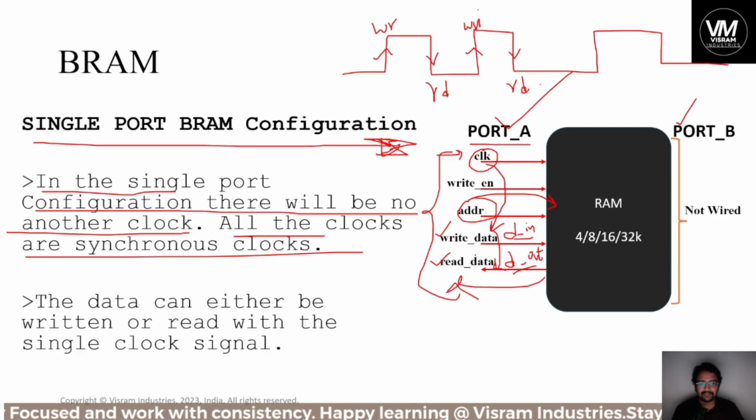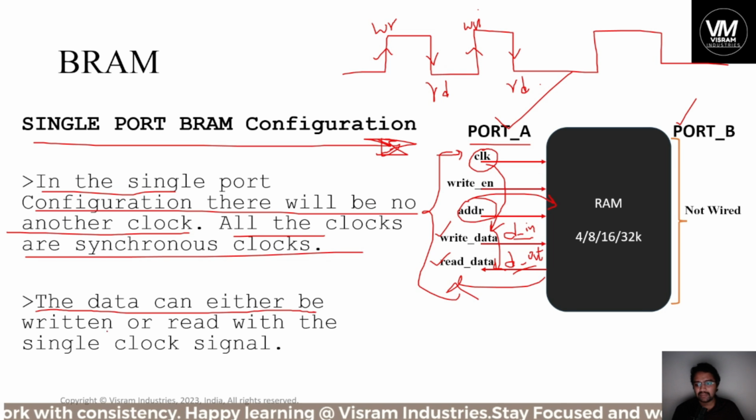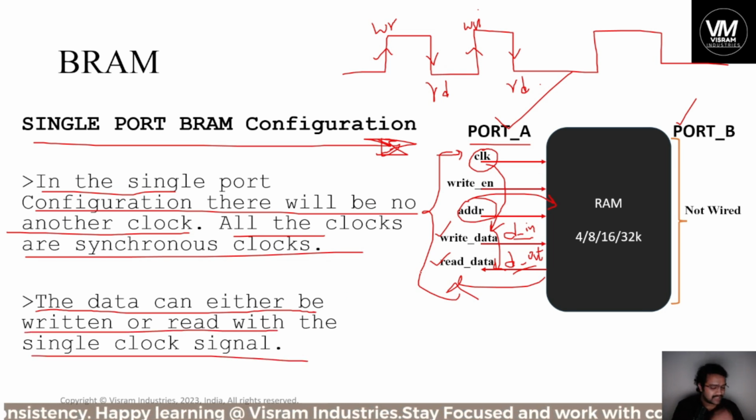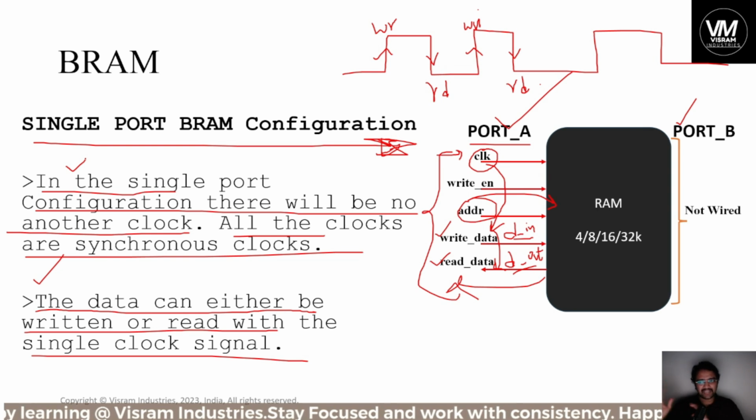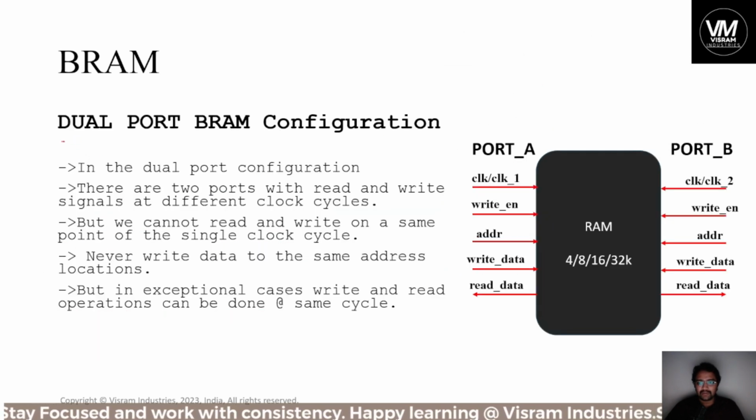So coming to the inputs, this is the single port configuration. What else should we know? The data can either be written or read with a single clock signal. I have said this part already. These are key points to remember. That is why I write these points in notes every session, so that you will directly understand these are the important points. Hence, let us go to the dual port BRAM configuration.